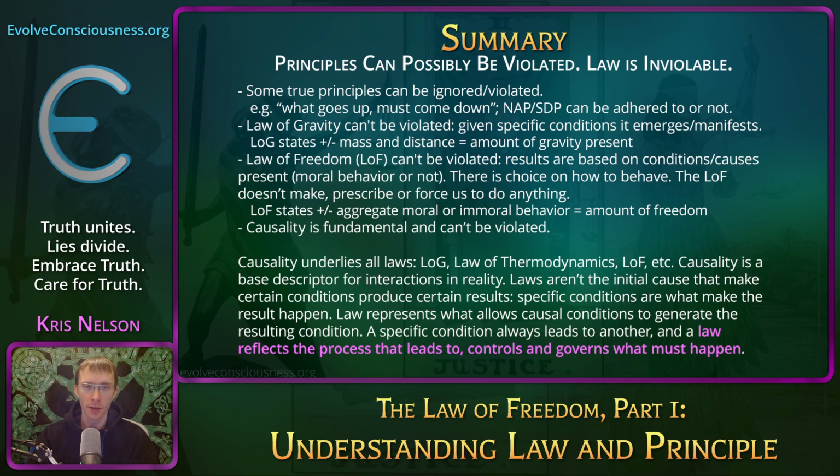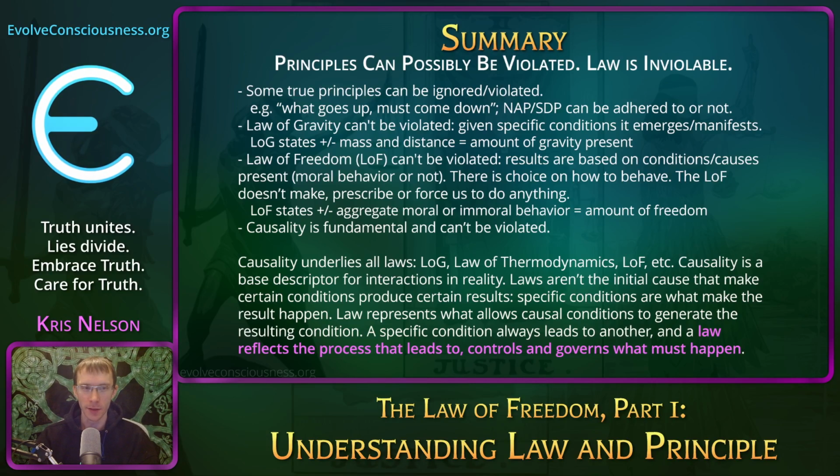Results are based on conditions or causes present, which is the presence of moral behavior or not the presence of moral behavior. There is choice on how to behave. The law of freedom doesn't make, prescribe, or force us to do anything. It's only describing that certain results will come about based on our choices. So you choose moral behavior, well, the more people that choose moral behavior and the more moral behavior there is, well, the more freedom we will have to potentially reach true freedom, and then the less enslavement there will be.